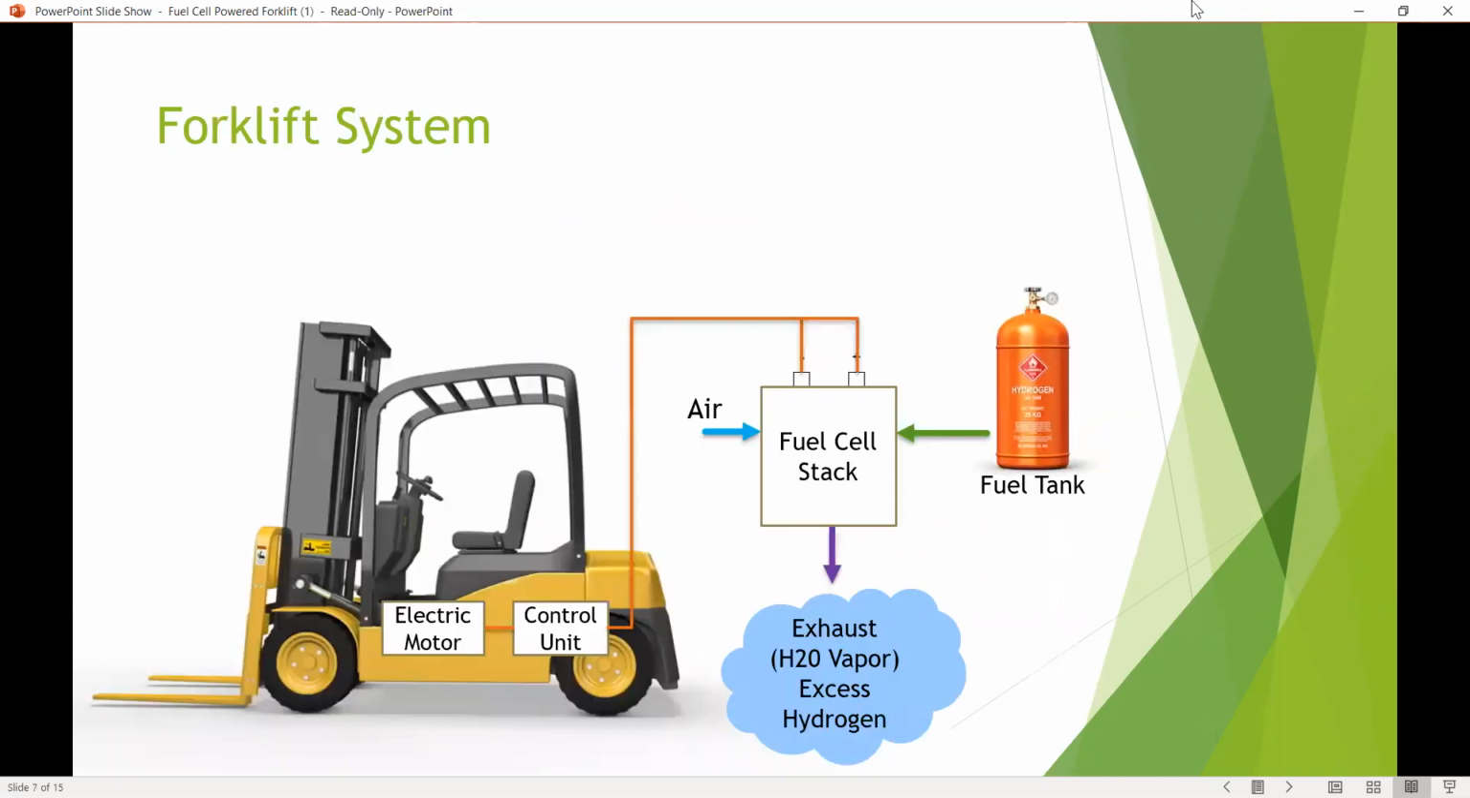This is a basic system overview of what the hydrogen forklift would look like. A fuel tank will deliver hydrogen to the fuel cell stack, and air will deliver oxygen through a blower. The exhaust will be water vapor and excess hydrogen, and the power will go to a control unit, which controls the electric motor that will propel the forklift.